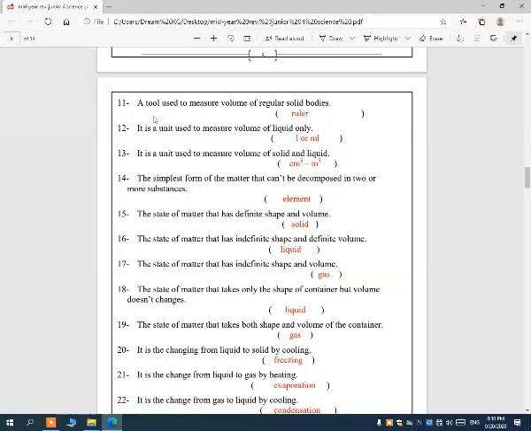11. A tool used to measure the volume of a regular solid body. Tool, make a circle on the tool. Tool used to measure the volume of a regular solid: a regular ruler.